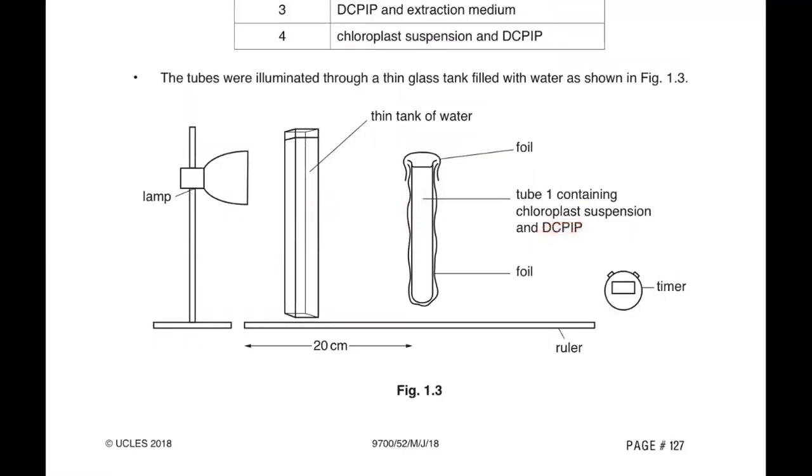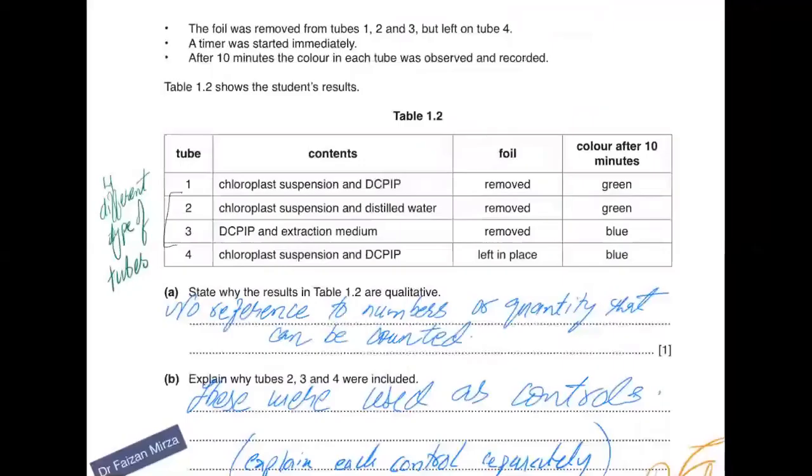So the content of the tube will go from blue to green. Why? Because all the blue color of the DCPIP has been discharged, and the color which is left behind in the test tube will be green, which is because of the chloroplast. So this is what's mentioned in the table as well.